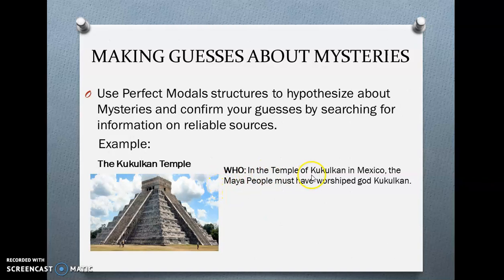In the temple of Kukulkan in Mexico, the Maya people must have worshipped God Kukulkan. As we are talking about people, a person, we are going to use who, and so this could be an example. This could be a question, or maybe just an affirmative sentence, indicating what your result is in the previous research that you're going to do.